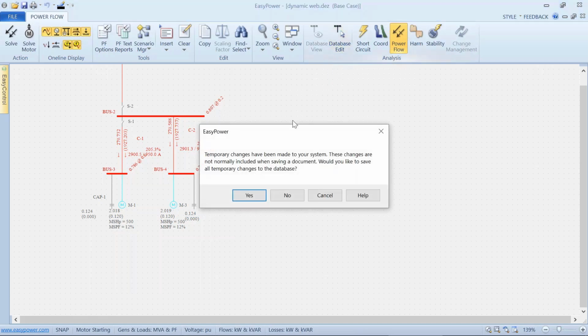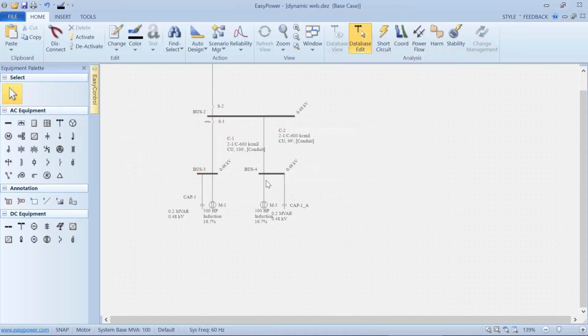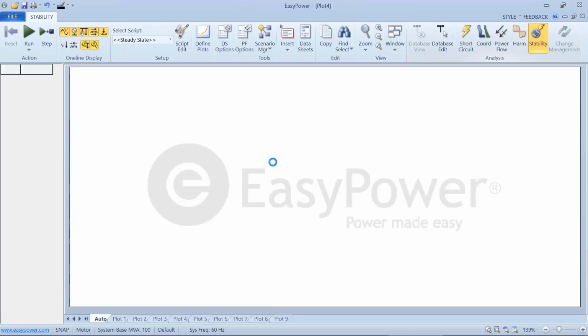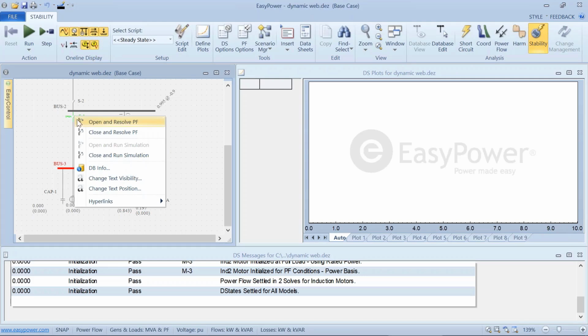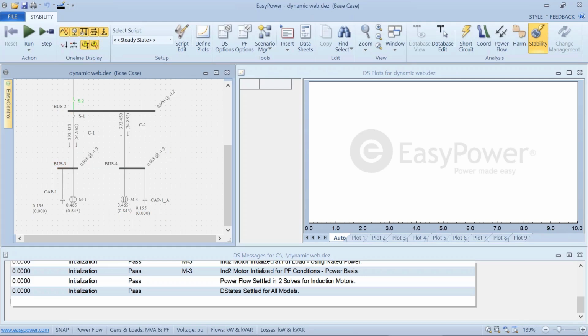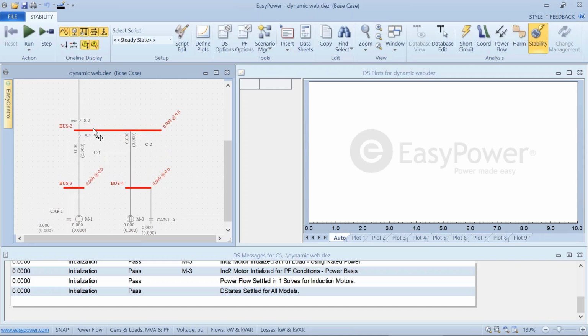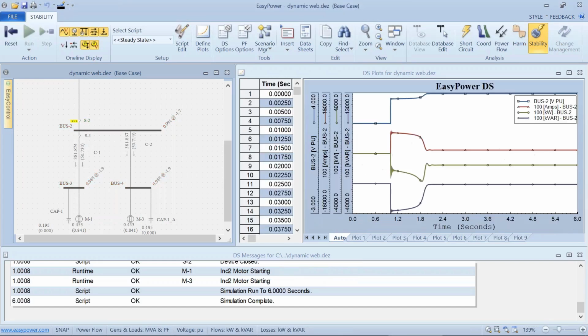So I'm going to go back to database edit. We're not going to make these changes. Okay, so I'm going to close and resolve. I'm going to open and resolve this one. And the reason I wasn't getting the results that I expected was I had a breaker in here that tripped on the overcurrent. So now I'm going to close this switch and see what happens on my bus. And this is what I expected to see.